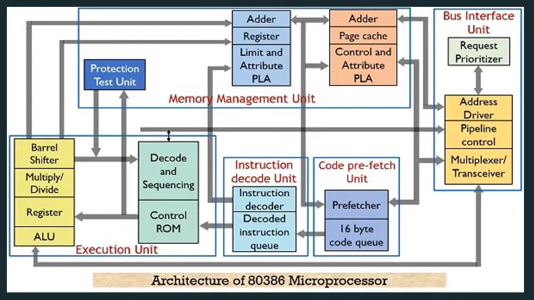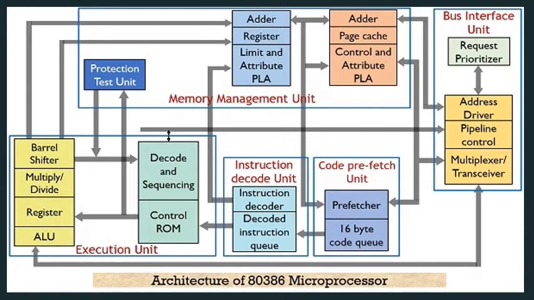Next, about paging unit. The paging unit arranges the physical memory in terms of pages of 4 kilobyte size each. The paging unit always acts under the control of segment unit, and each segment is divided into pages. The virtual memory is also arranged in terms of segments and pages by the memory management unit.